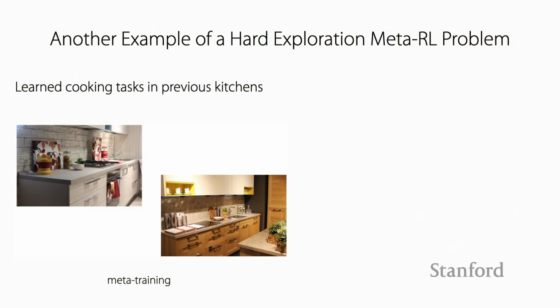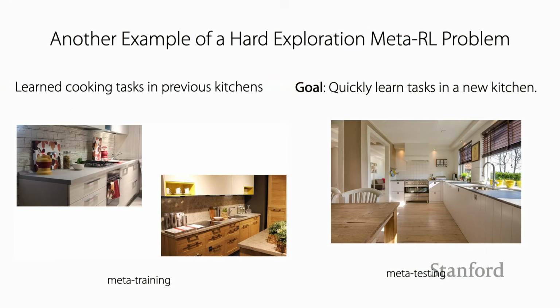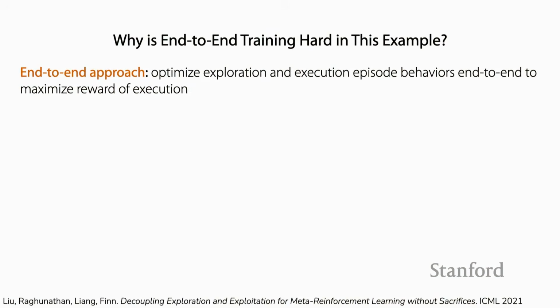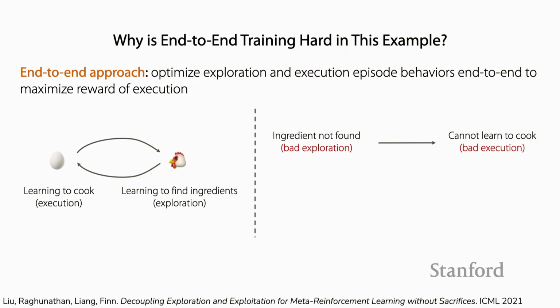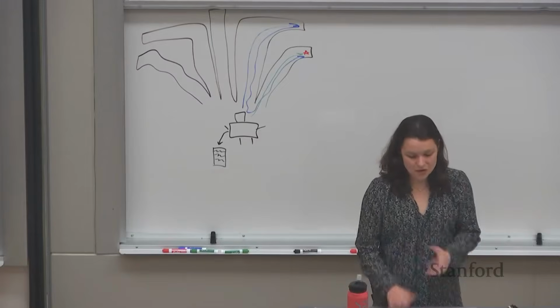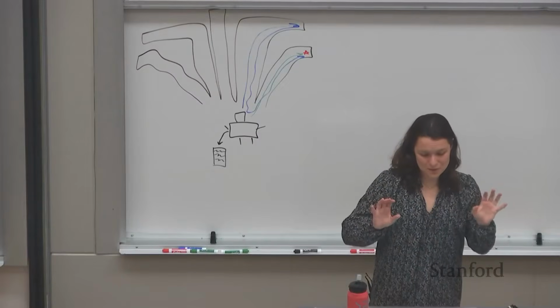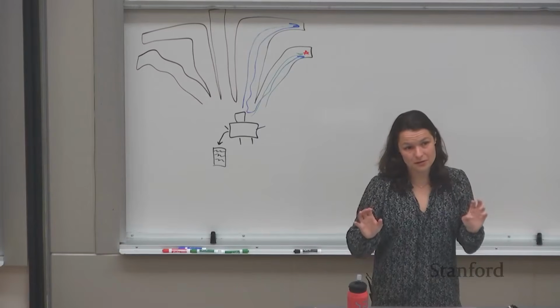Another example of this is, say that you're trying to learn how to cook. You have data in previous kitchens. Your goal is to then be able to quickly learn how to cook in a new kitchen. Now, in order to learn how to cook, you need to find the ingredients. And if you haven't yet figured out how to find the ingredients because you had bad exploration, then you can't learn how to cook because you don't have the ingredients with you, and you're going to get low reward. And also, if you don't yet know how to cook because you haven't collected experience on that, then regardless of the exploration you do, you're going to get low reward. And so you have this chicken and egg problem between learning how to explore and learning how to solve the task using that information.